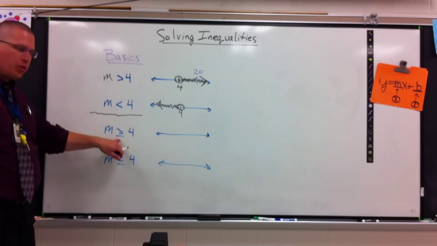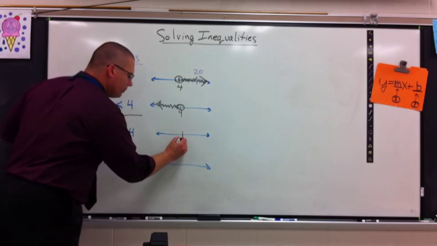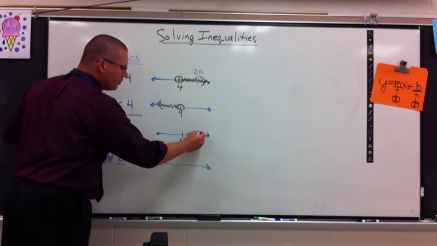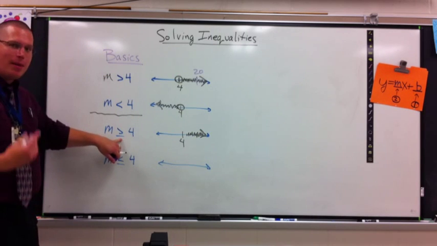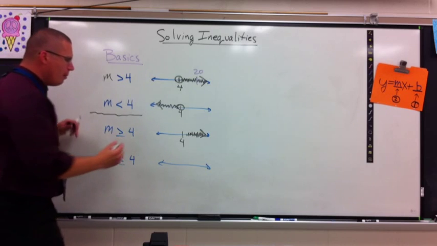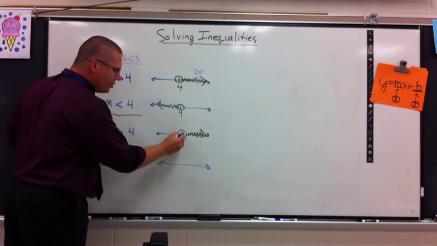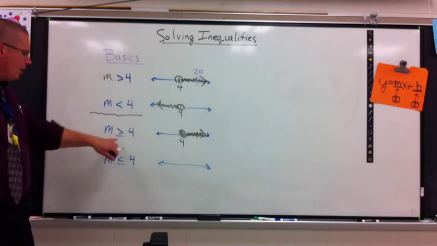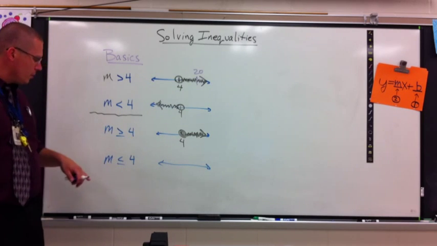Next up is, what if it's greater than or equal to? Mark off 4. Greater than, shade to the right. Equal to means I'm allowed to also shade in the number 4. How do I do it? I put a circle around 4. I shade in the circle, and I shade everything to the right. This is the picture. M is greater than or equal to 4.